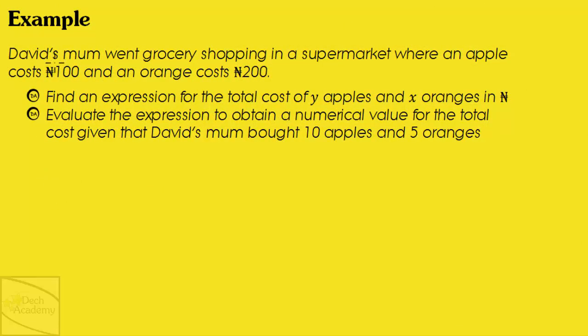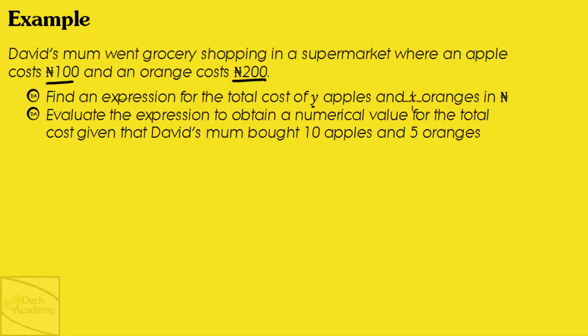Here's an example question. It says David's mom went grocery shopping in a supermarket where an apple costs 100 naira, where naira is the Nigerian currency, and an orange costs 200 naira. The first requirement of this question is as follows: find an expression for the total cost of Y apples and X oranges. So Y here has been used to represent a number of apples, but we don't know the number of apples, so just use the variable Y.